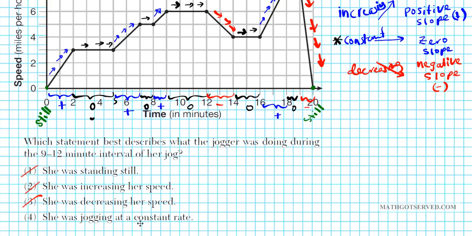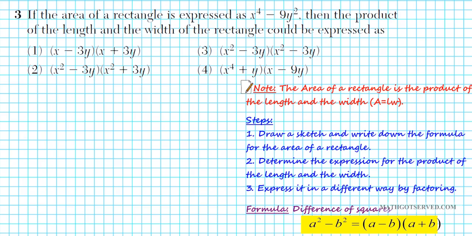She was jogging at a constant rate. Voila, this is what we're looking for. She was jogging at a constant rate because the slope is 0. That means the speed was neither increasing nor decreasing.